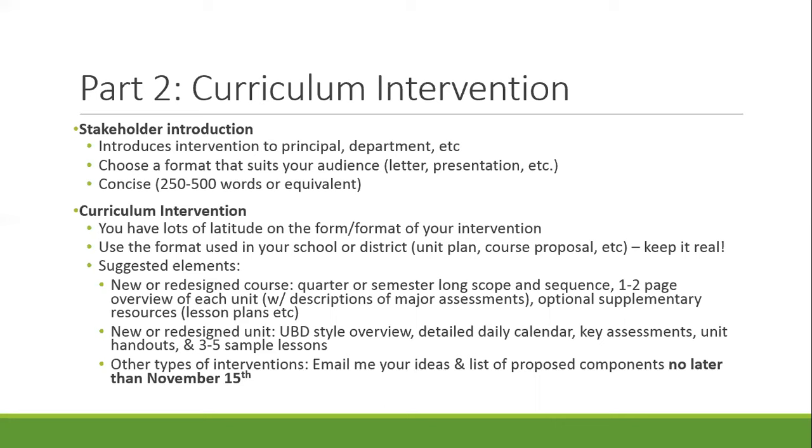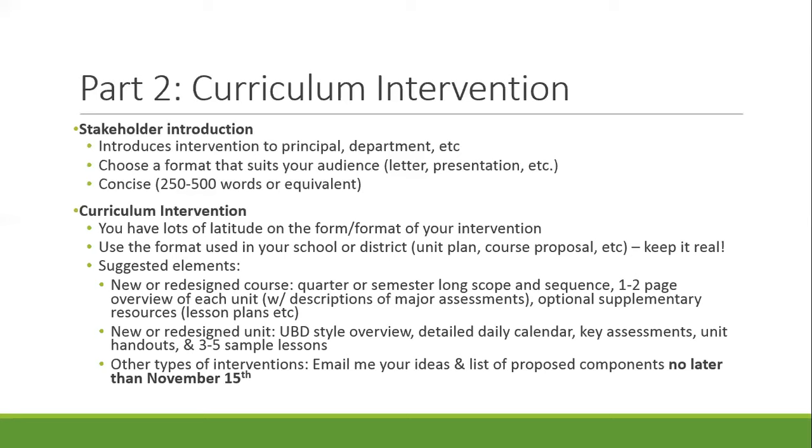But think about what you need to effectively convey that this is the course you're proposing. This is what it will look like. Here's how it aligns to the key standards. Here are a couple of examples. Think about what it is that your principal or departmental team would need in order to evaluate your proposal.